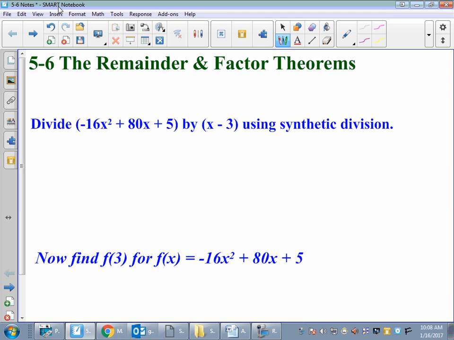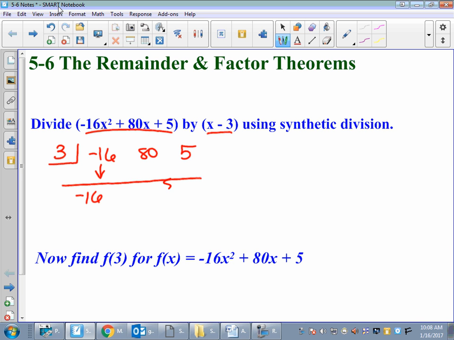So if I was to divide this polynomial here by this binomial factor x minus 3, I would put a 3 up in the corner. I'd write down negative 16, 80, and 5. Bring down the negative 16. Leave a space where the remainder would land.